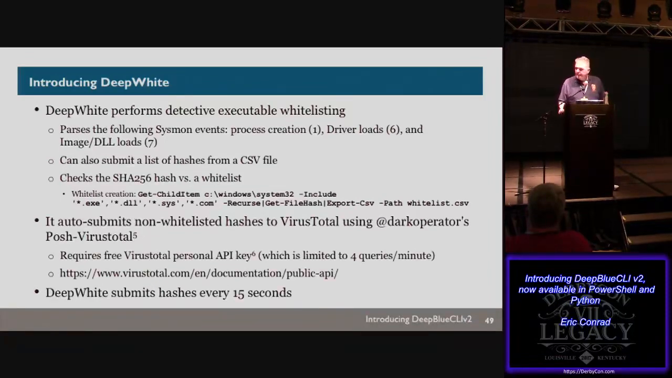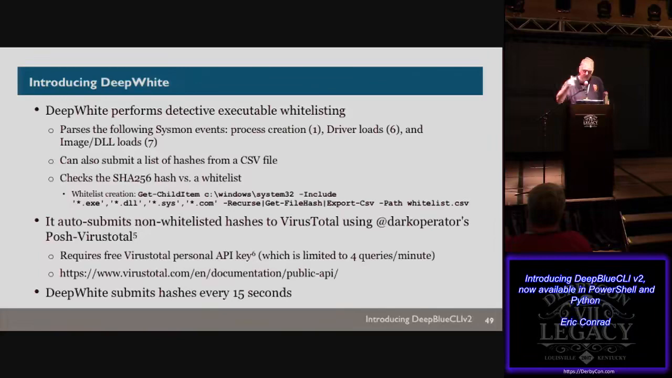It turns out VirusTotal supports an automatic and free API for submitting hashes to VirusTotal. And with a free public API, you have to register with them and get a key. It's free. You can submit 4 per minute for free, 1 every 15 seconds. And so what Deep White does, it just loops through. If it's seen it once, it scans it once.